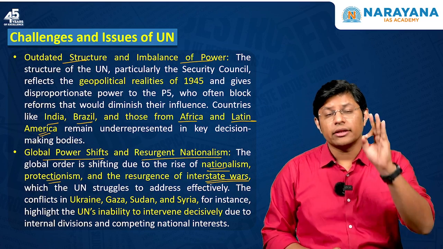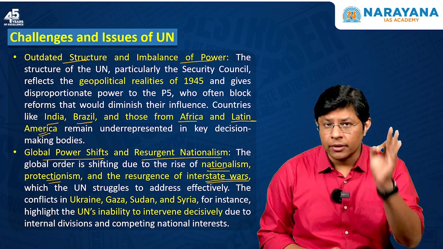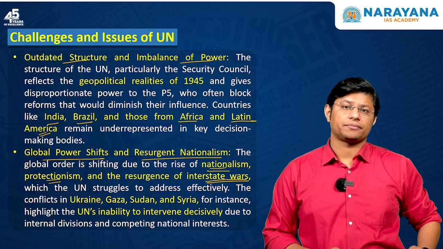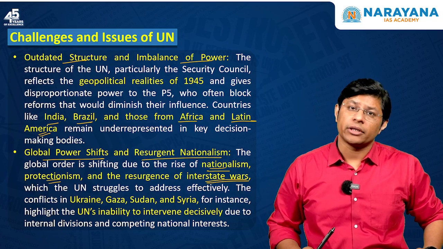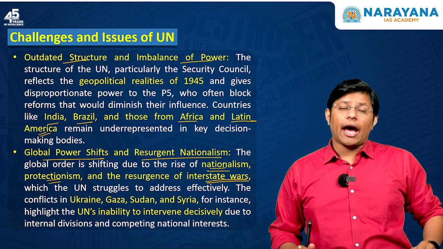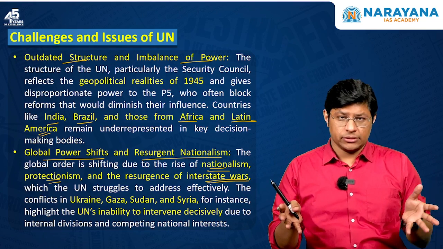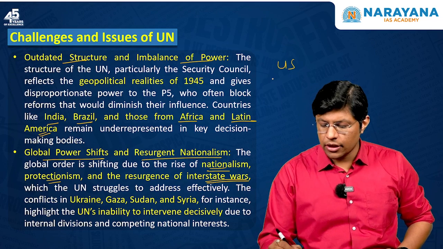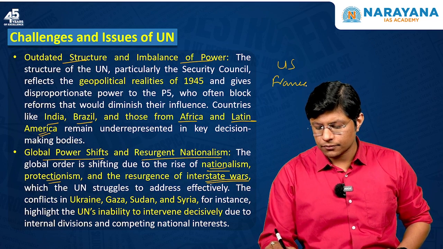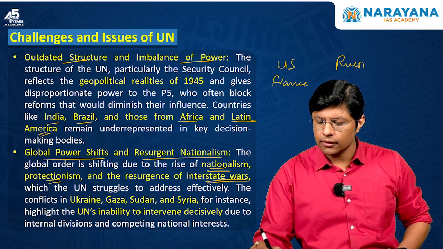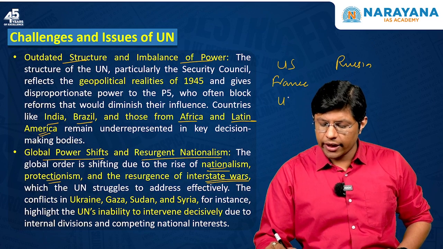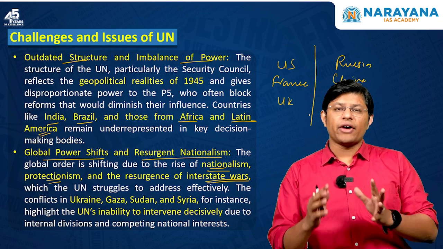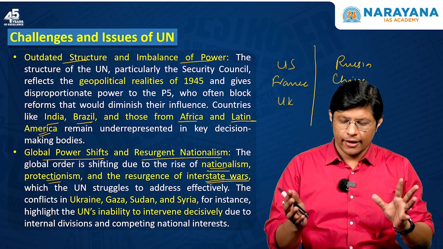That's how the veto power of the permanent members of the United Nations Security Council works. I hope you are getting my point. And because of the divisions between, let's say, there are 5 countries as I told you: US, France, Russia, UK and China. So, we see that there is a divide between the West and the East, right?